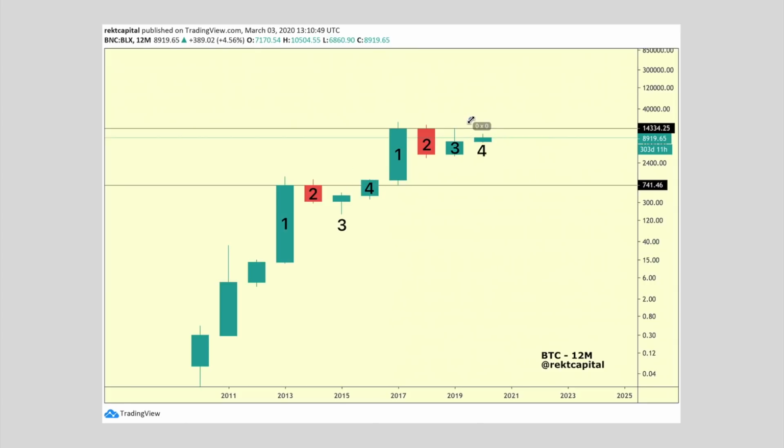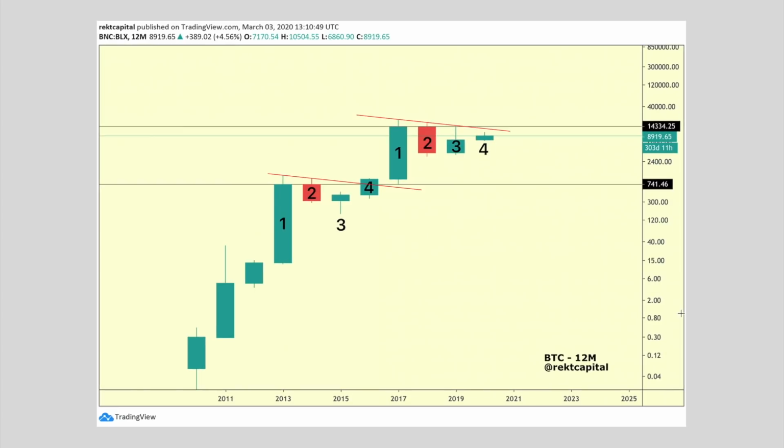We need to have a close above 14,300 on the 12-month time frame. Once we get that close, we'll probably see an all-time high in 2021. And that's what we're seeing confluence on. We're seeing confluence in terms of the market cycles and the Bitcoin halving and how it affects Bitcoin's price, but we're also seeing confluence on the yearly chart, on the 12-month chart.